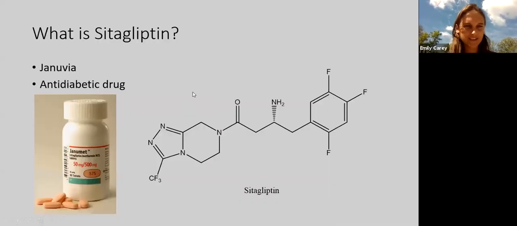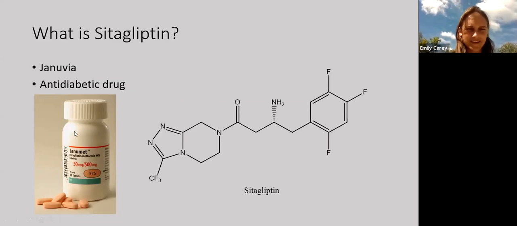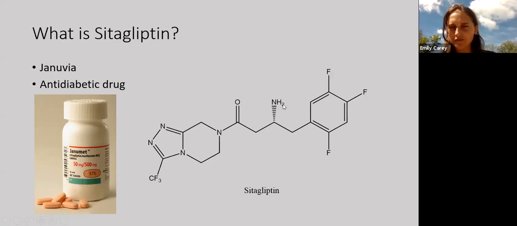Okay. So sitagliptin is an anti-diabetic drug, so it's used to lower blood sugar in patients who have high blood sugar, so mainly people who have diabetes. So this is just what it looks like as a drug, and this is the structure of it. This is the important part of the structure that the synthetic pathways focus on, this R-configured amine attachment.